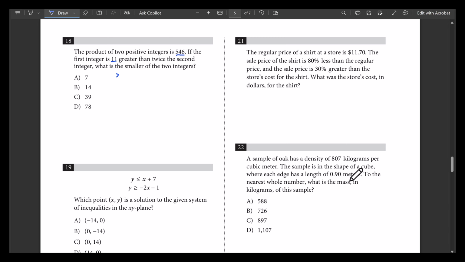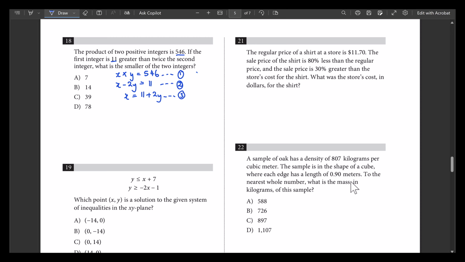So we are going to have x multiplied by y to give us 546, and x minus 2y. Remember, it says if the first integer is 11 greater than twice the second integer, hence we have x minus 2y is equal to 11. So this is equation number 1, and this is equation number 2. I'm going to get equation number 3 by saying x is equal to 11 plus 2y.